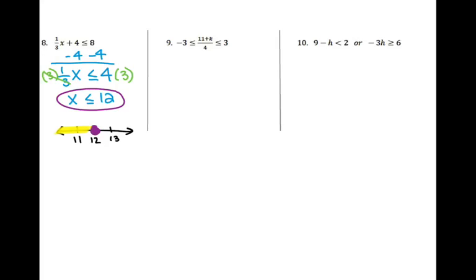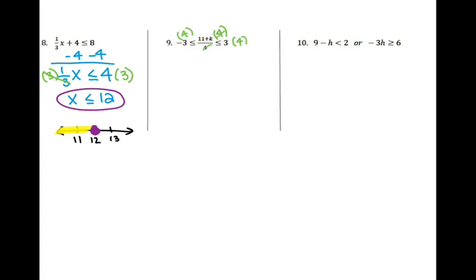For number 9, I have negative 3 is less than or equal to 11 plus k divided by 4 is less than or equal to 3. So again, I'm going to look at that middle portion to see how I can isolate k. I have 11 plus k divided by 4, so the last thing that I said is what I'm going to undo first. So I'm going to multiply all three portions by 4.